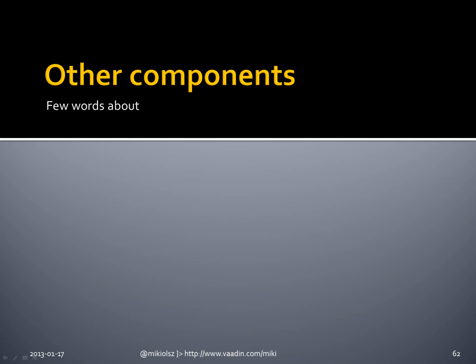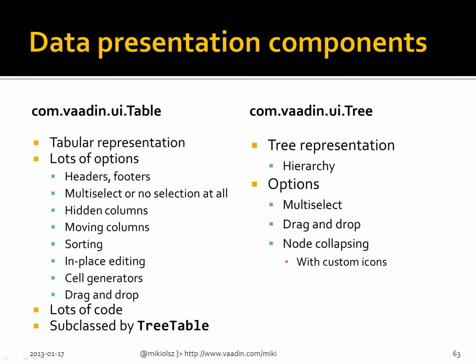What I talked about during the lecture are not all the components that you can find in Vaadin. There are some other ones as well. Two most important components that were missed are data presentation components, table and a tree. Table is, as the name implies, tabular representation. It contains tens of options. It allows custom headers, footers, hiding columns, and so on.